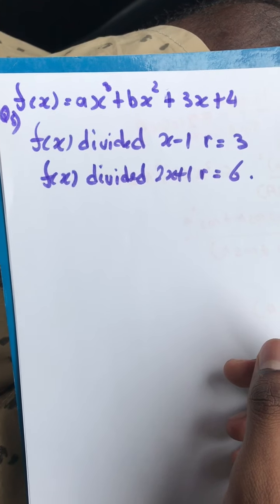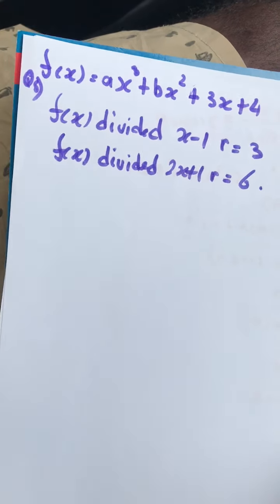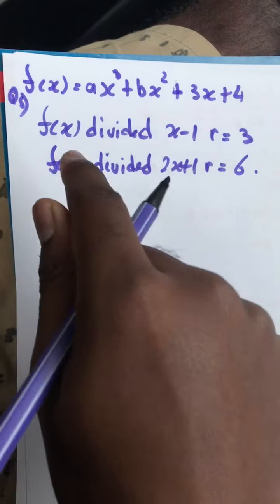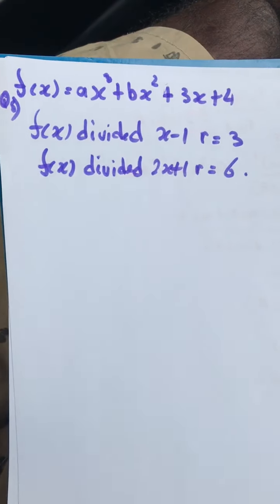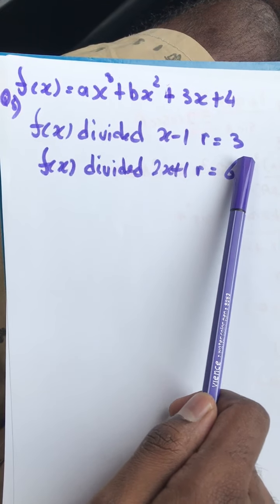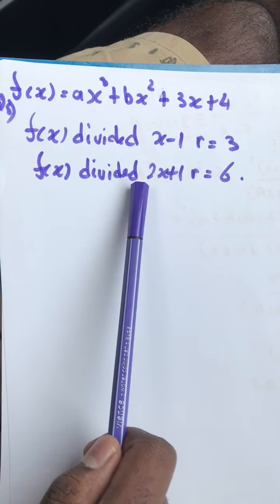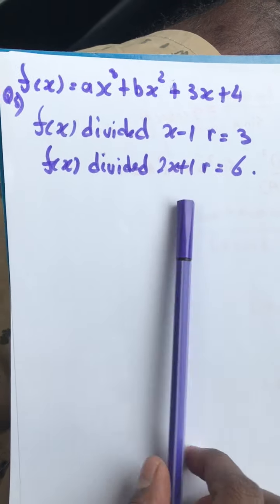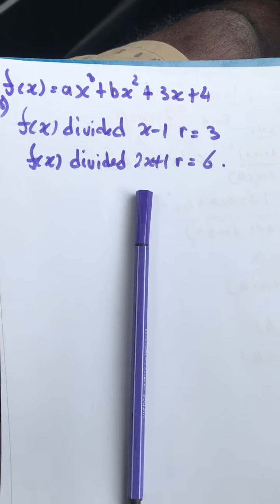Okay guys, so here we are in question number 5. I'm just going to recap a bit of polynomial. They said f(x) equals this function, and when f(x) is divided by x minus 1, the remainder is 3. When f(x) is divided by 2x plus 1, the remainder is 6. So I'm just going to explain a little bit.